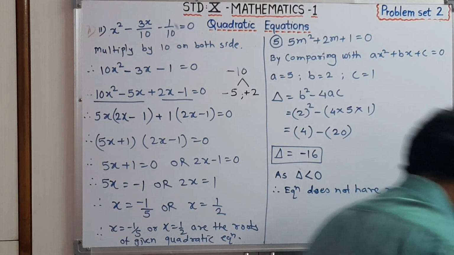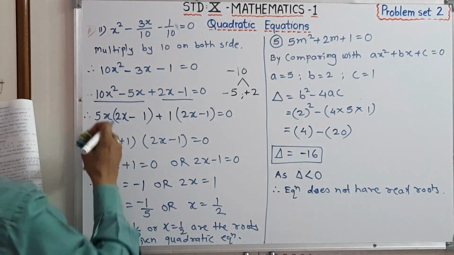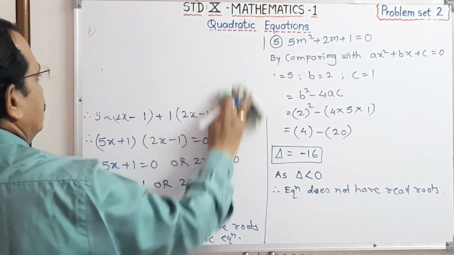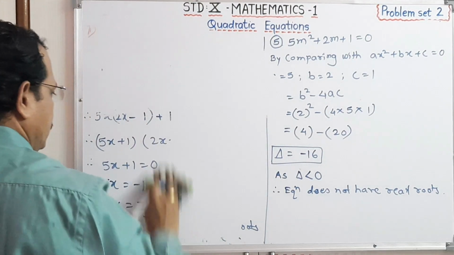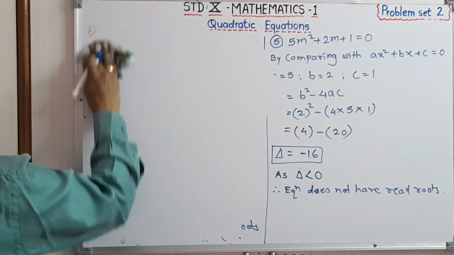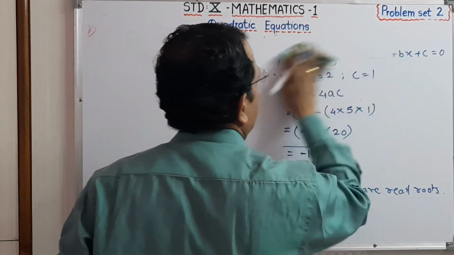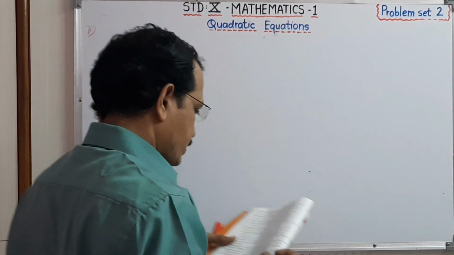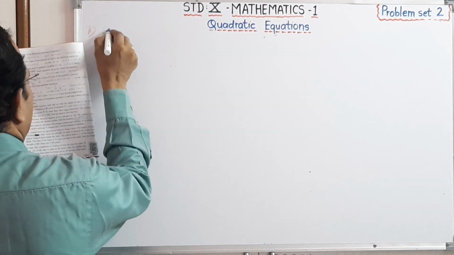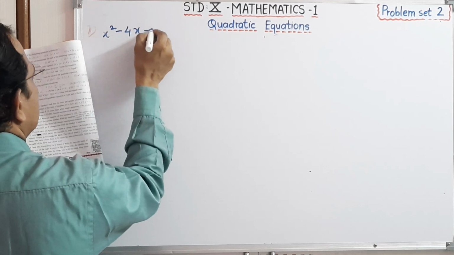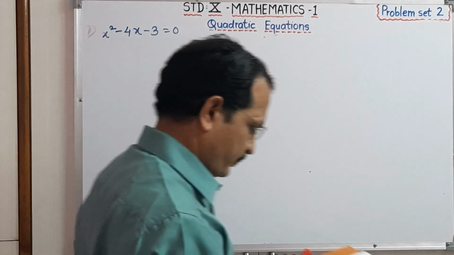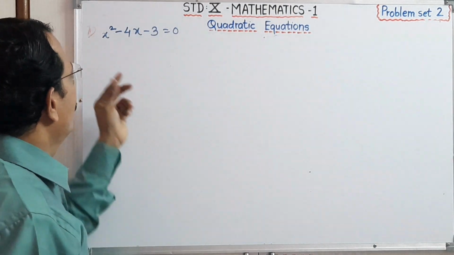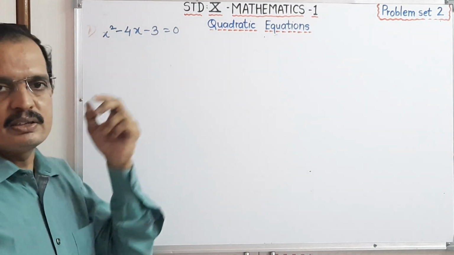Now see the next one. The question is x square minus 4x minus 3 equal to 0. From question number 7, the sixth sum is there. x square minus 4x minus 3 equal to 0.